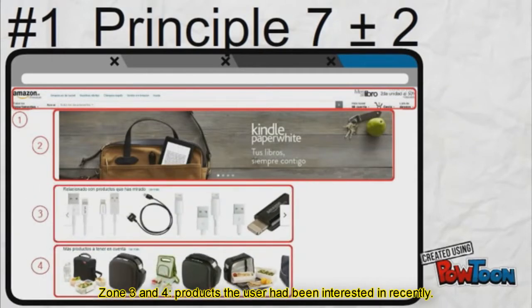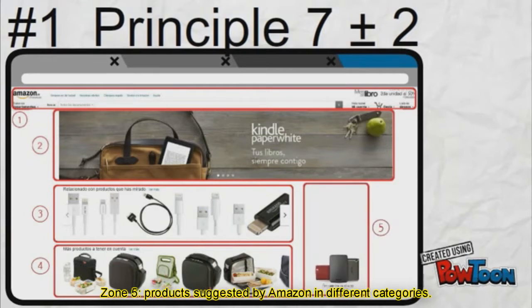Zone number 3 and 4. Products the user had been interested in recently. Zone number 5. Products suggested by Amazon in different categories.